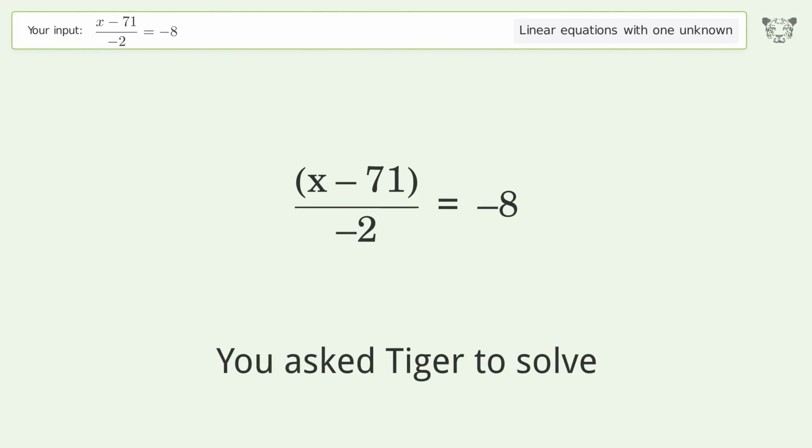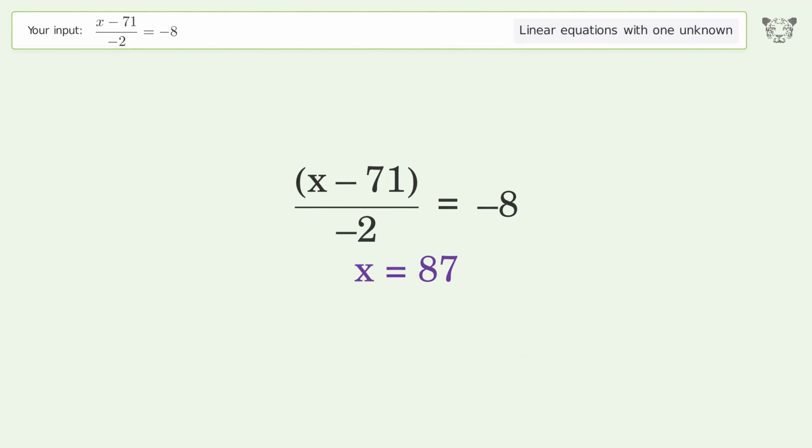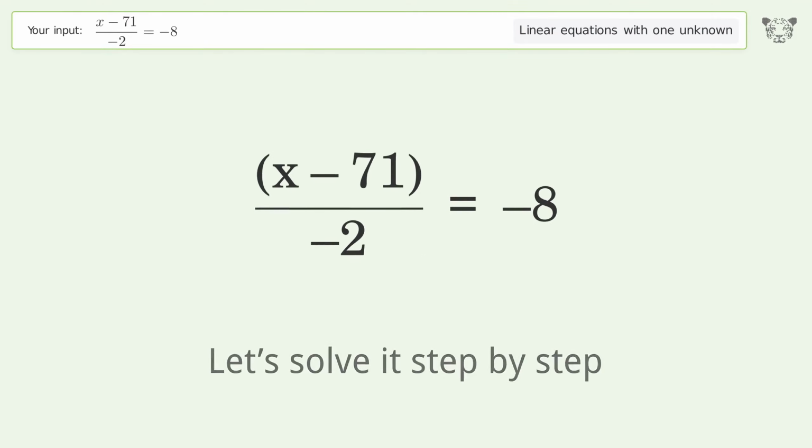You ask Tiger to solve. This deals with linear equations with one unknown. The final result is x equals 87. Let's solve it step by step.